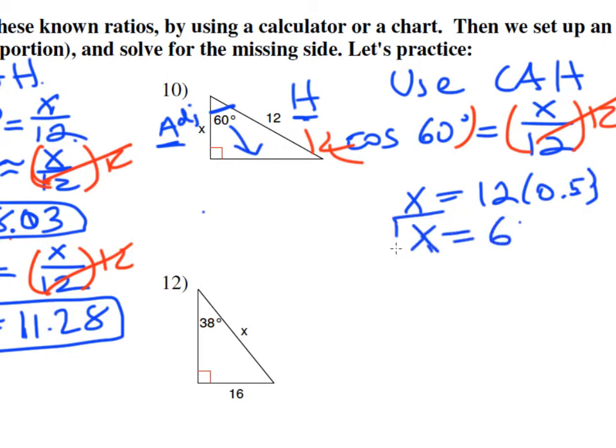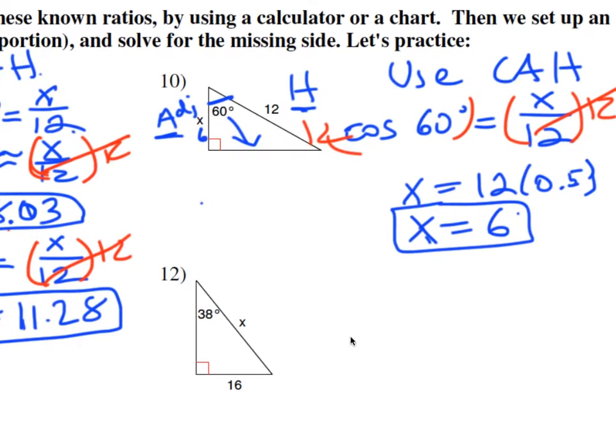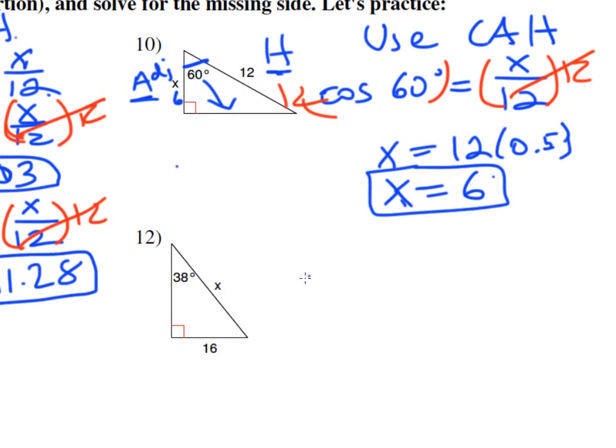X equals 6. If you think about it, this was actually just a 30-60-90 triangle. Hypotenuse equals shorty times 2, so 12 divided by 2 is 6. You could have done this without trigonometry. But let's just do one more for our sake here.